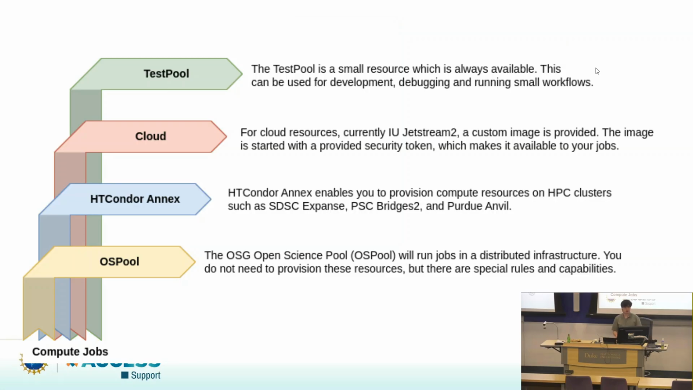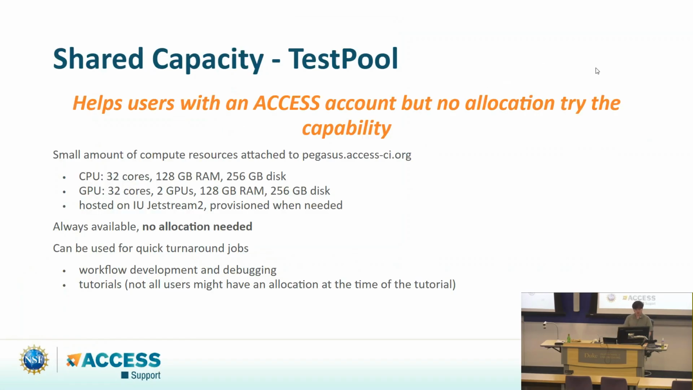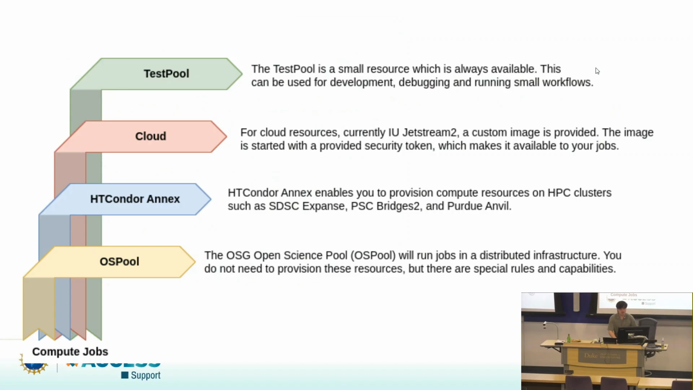So we're going to talk about some compute jobs. There are 4 that we want to talk about today: Test Pool, Cloud, HTCondor Annex, and OS Pool. The first one, Test Pool, helps users with an Access account but no allocation try out the capability of compute jobs. It's a small resource that's always available, and it can be used for development, debugging, and running small workflows. So if you want to run something small, you can try out Test Pool, or try out DAGs and stuff like that. This is definitely a good tool for that.